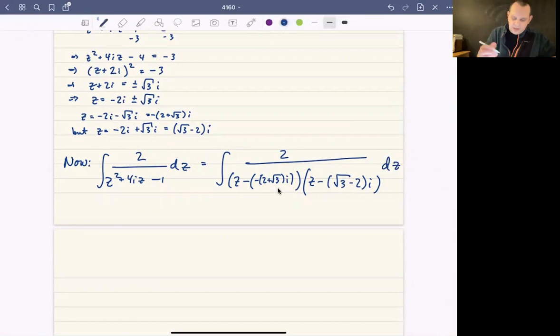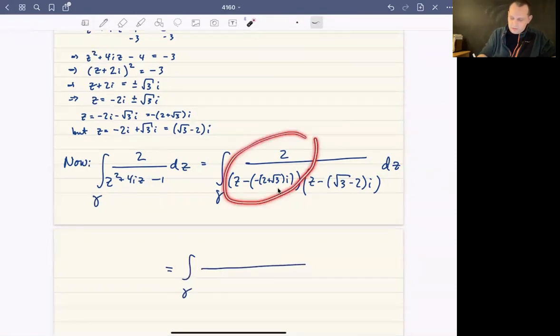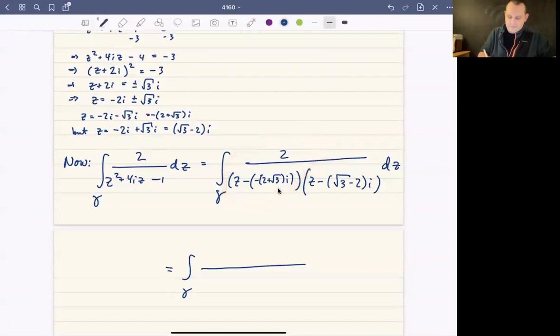And so I'm going to think of this as, this is all over gamma. I'm going to think of this as this part, 2 over z minus the first root that's outside the circle. So it's going to be 2 over this, the minus is canceled. This is z plus the quantity 2 plus square root of 3i, all over the other term, z minus square root of 3 minus 2i dz.